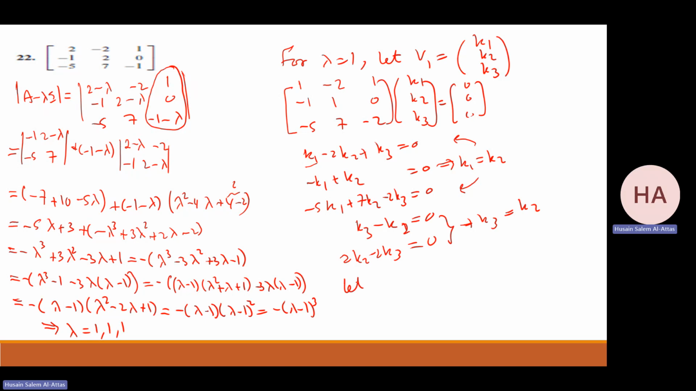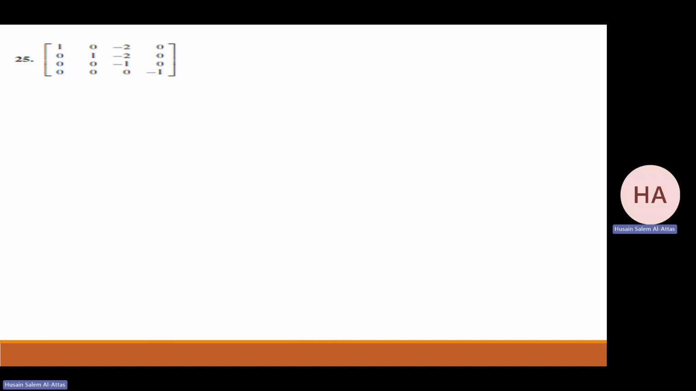So K2 is my free variable, K2 equal 1. I have K1 equal K3 equals 1. So I will have one vector, 1, 1, 1. So A is not diagonalizable. Actually, it has only one eigenvector. This is 1, 1, 1. Now it will go to the 4 by 4.